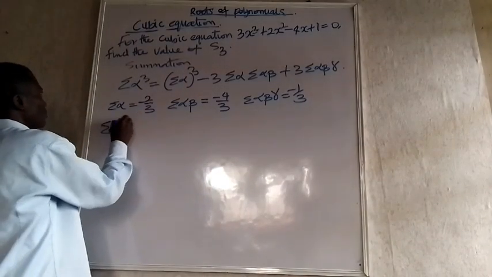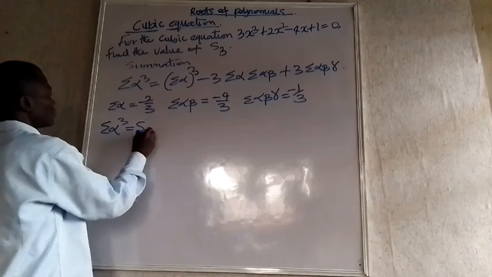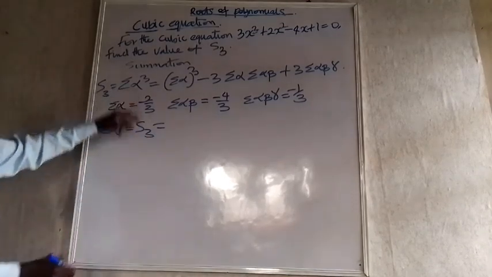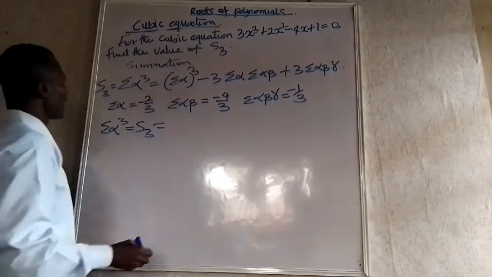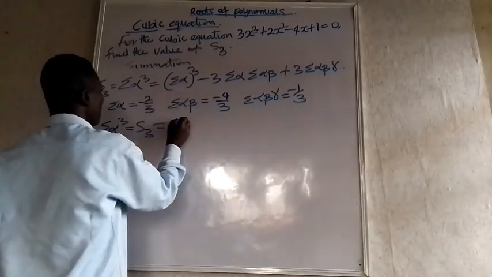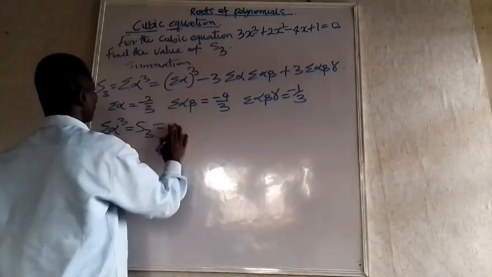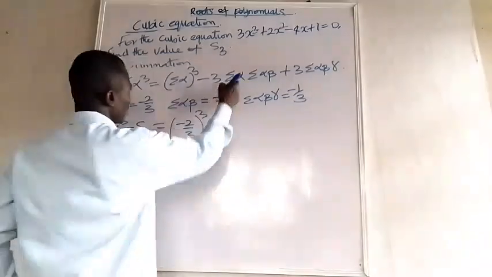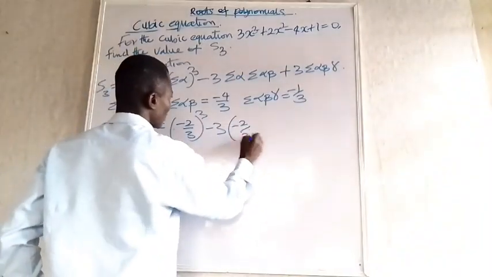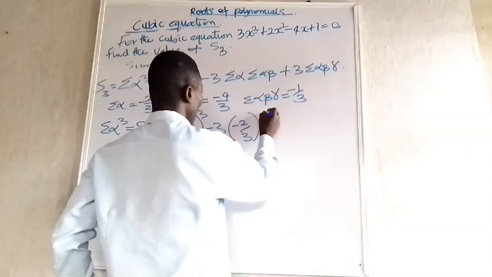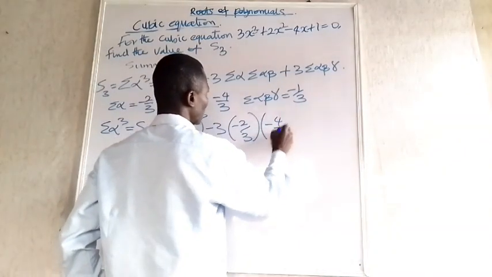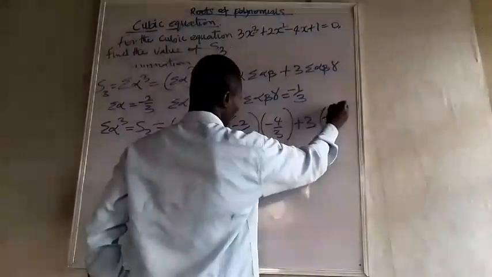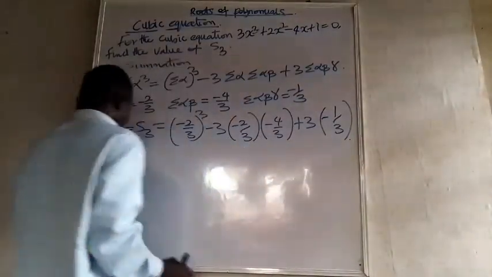Please take notes. So, what is summation alpha? That is minus 2 over 3 cubed, minus 3 into summation alpha beta, minus 4 over 3, times summation alpha, again minus 2 over 3, plus 3 into minus 1 over 3.